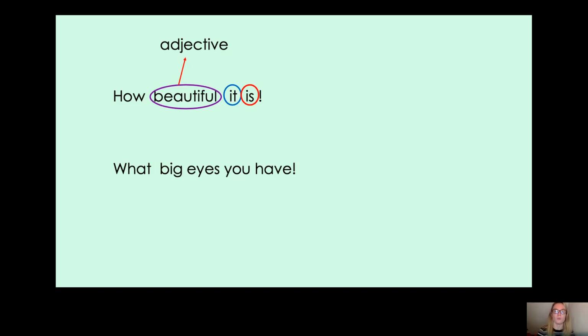What big eyes you have. Okay, Year 2. So we're starting with what. What do we have after what? Yes, you're right. We have a noun phrase. Now, what's our noun phrase in this one? Yes, it's big eyes, because remember, it needs to be made up of an adjective and a noun. So we've got big as our adjective and eyes as our noun. And then like before, we have our pronoun and our verb, have, and then finally our friend, the exclamation mark.